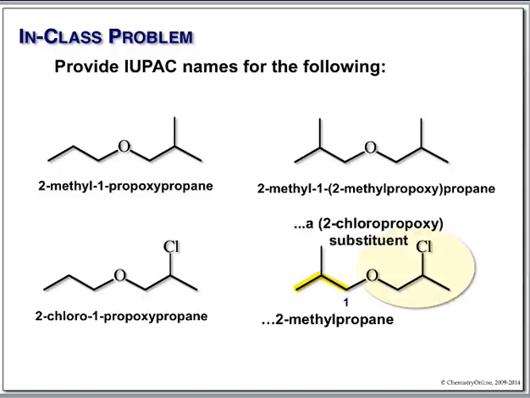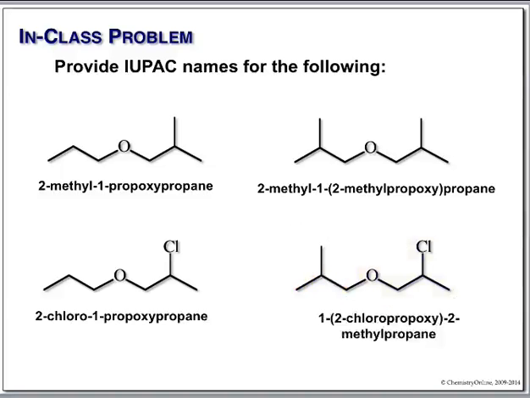Well, just like up here, we're going to have a 2-methylpropane as our parent, and our substituent here is going to be a 1-chloropropoxy. So 1,2-chloropropoxy, 2-methylpropane. Yes, please.